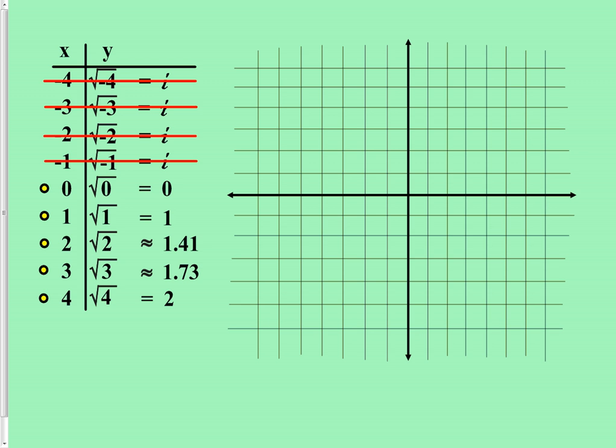So we're going to have a point at 0, 0. We're going to have a point at 1, 1, a point at 2, 1.41, 3, 1.73, and 4, 2. Okay, so when you plot those points in the graph, you simply connect the dots, and there is the parent square root function.